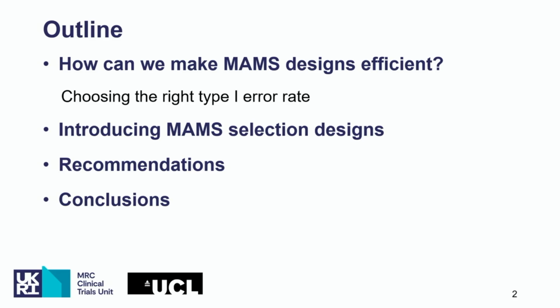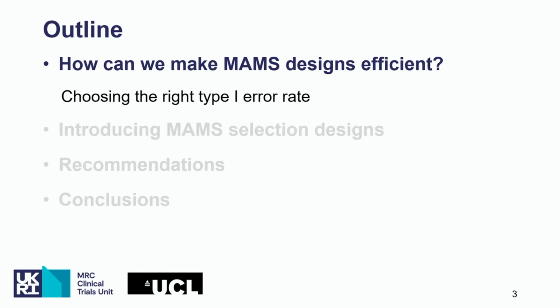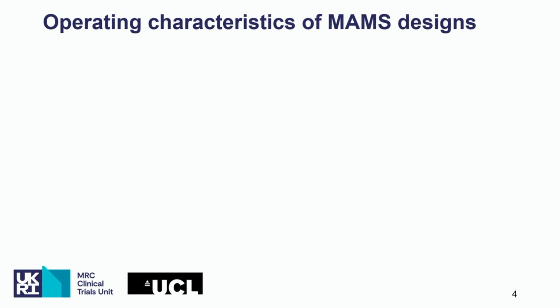And one aspect of the efficiency actually comes from choosing the right operating characteristics. And then I'll introduce the MAMS selection design, some recommendations and conclusions. Let's start with the first part. As I mentioned, there are two parts to my talk. The first part is about the operating characteristics, particularly on the type 1 error rate, and the second part is about the MAMS selection design.